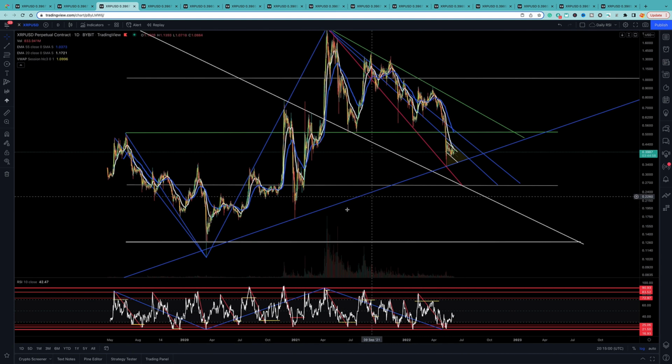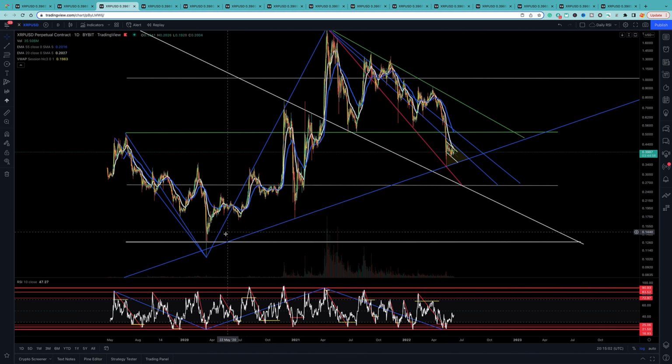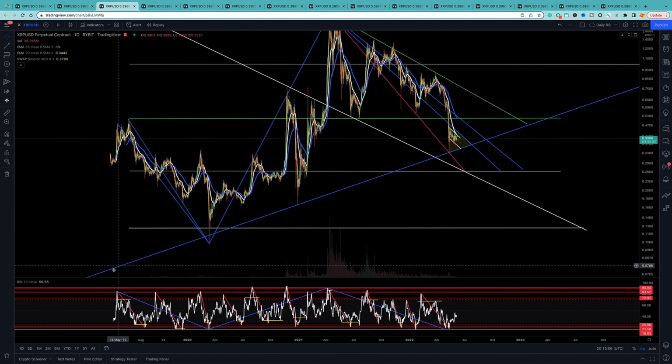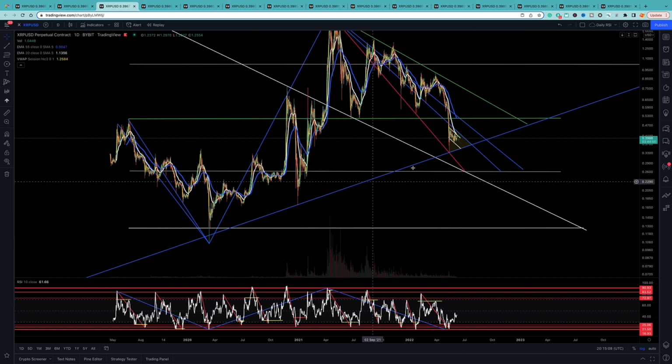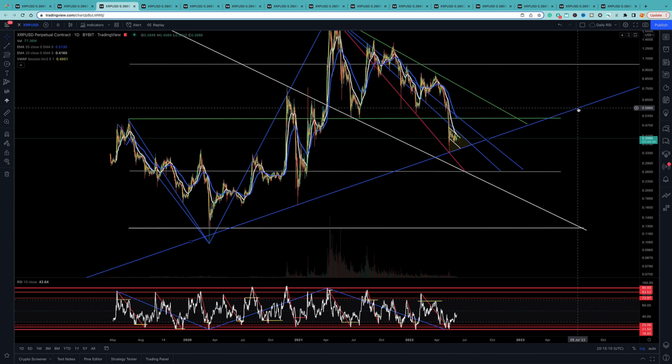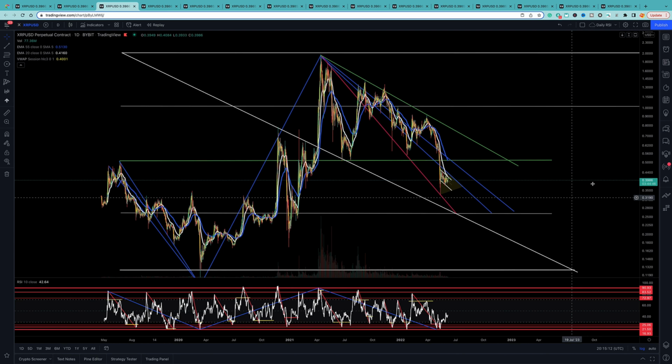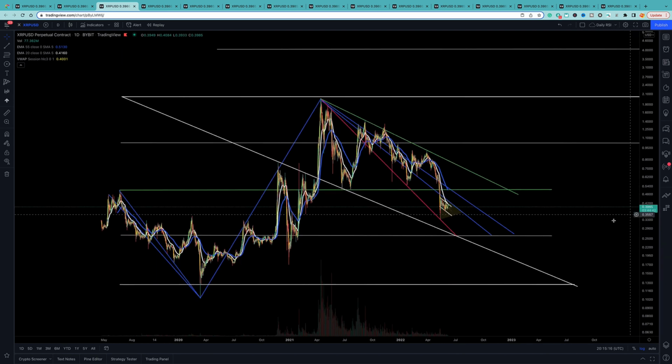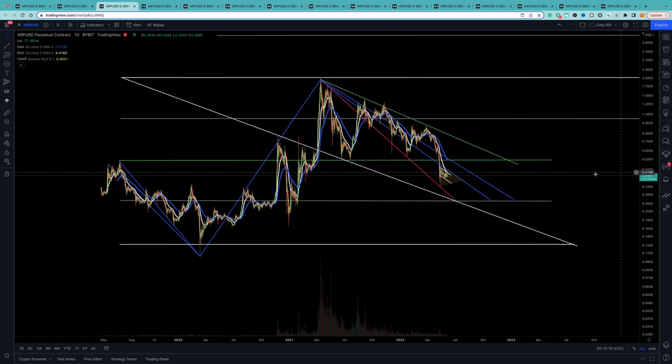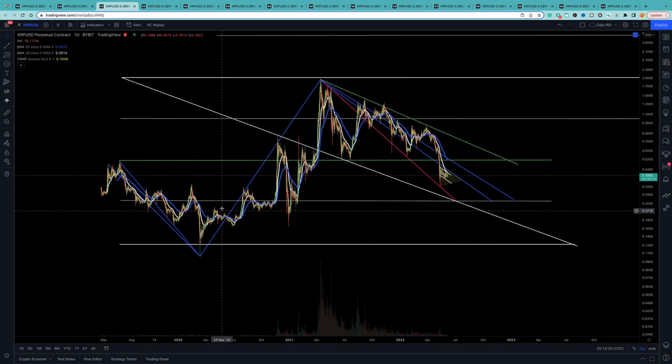If you look at this blue line here, this is a strong support line, and it goes all the way back to the beginning of XRP. You've got three very solid touches here. But if I take this out for now and show you this, if you look at the support lines, this is the mid support line.